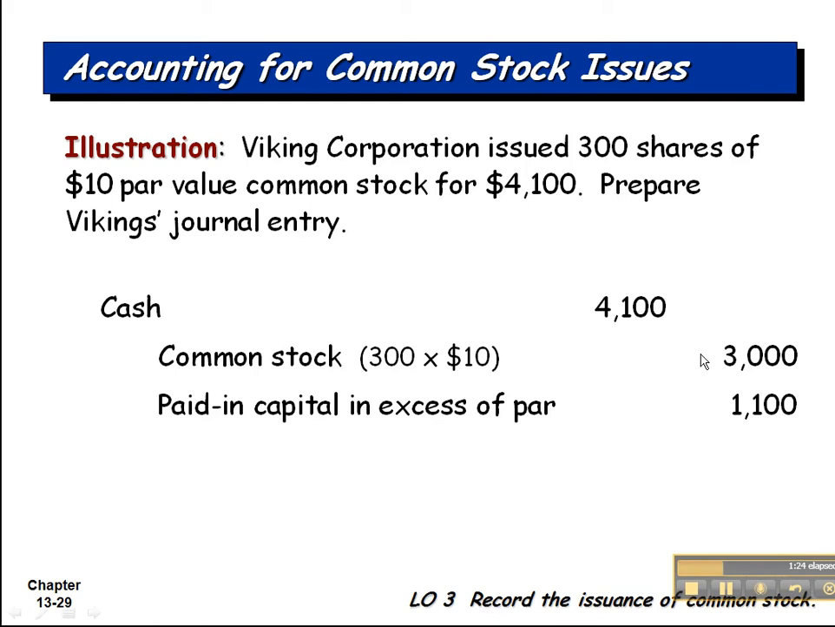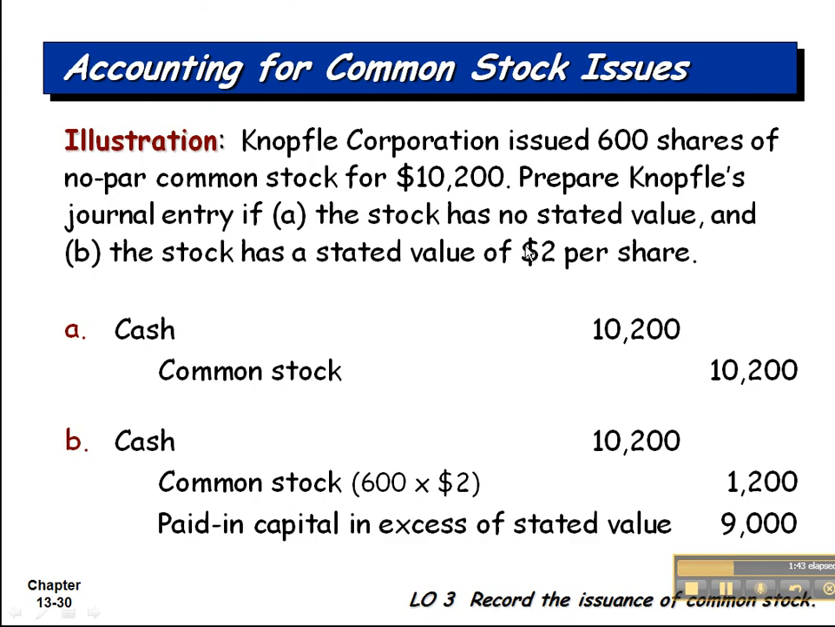And any difference will be paid in capital in excess of par. So when we do these journal entries, this is going to be a plug-in number to the cash, the difference between the cash and the common stock. Again, common stock par value is going to be your key indicator of what to get over here. So let's go over to the next slide.